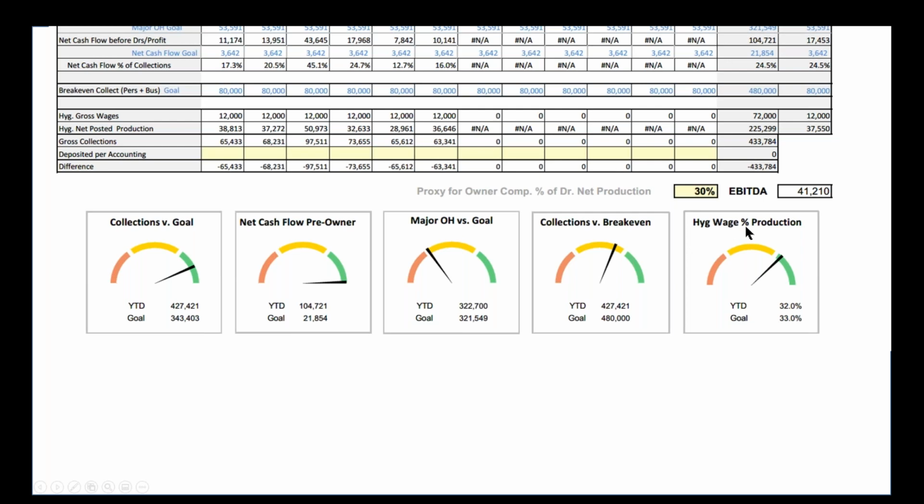But here's another neat thing that nobody ever looks at. It's so simple to do when they say, well, how's my hygiene department doing? Well, in the old days, we would say it'd be ideal if a hygienist produces 3 times what her W-2 is, 3 times what she's paid, and I'm plotting that here.